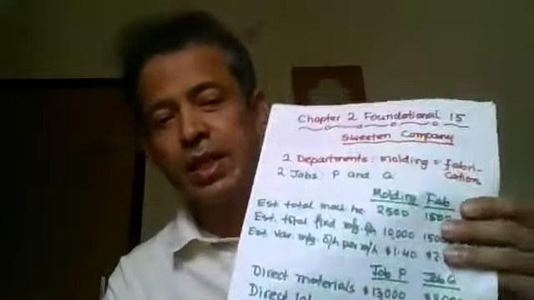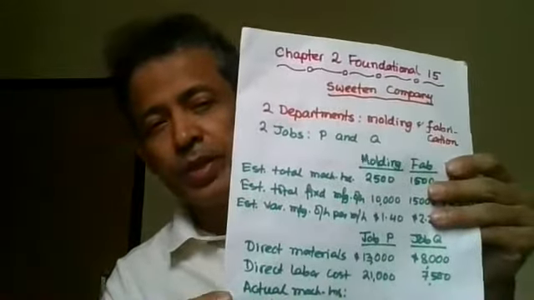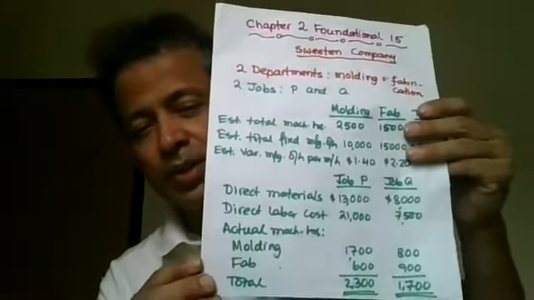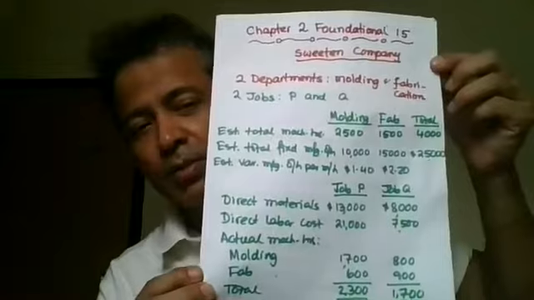But I think by now we have had enough discussions about both the chapters and some quizzes, some brief or longer problems, assignment issues, and I think the addition of this Foundational 15 would also complement the efforts. All right, so this is the problem. The company name is Sweeten Company. You can see some pertinent information to the problem.